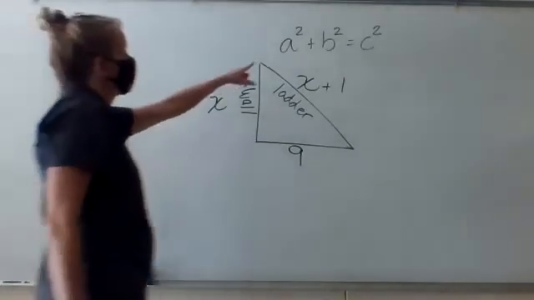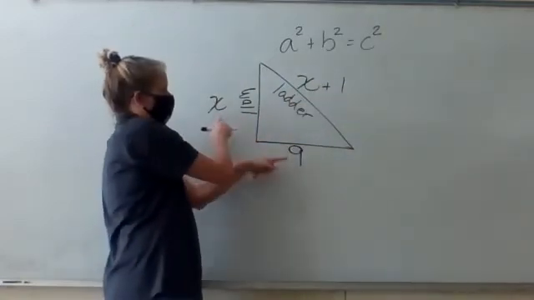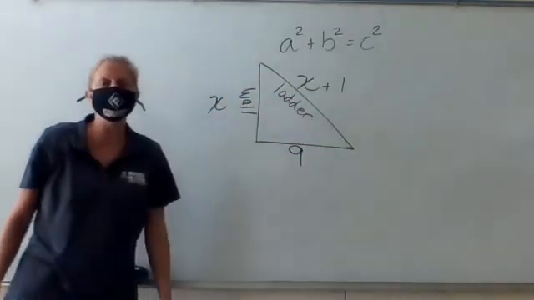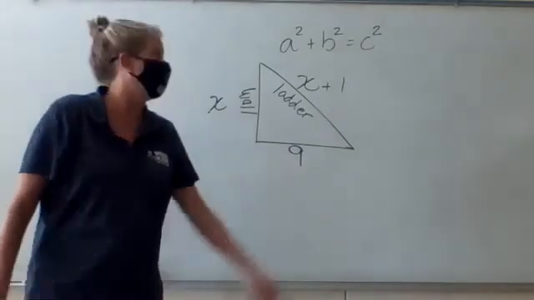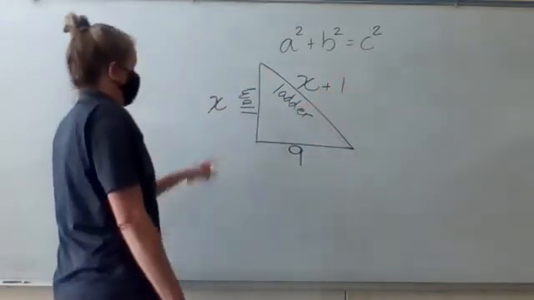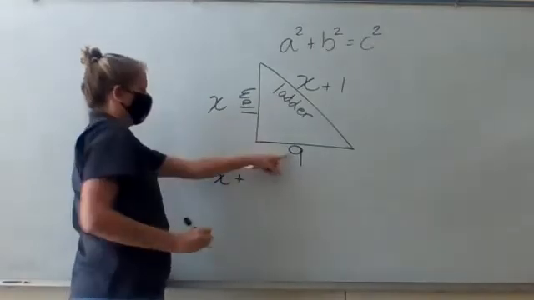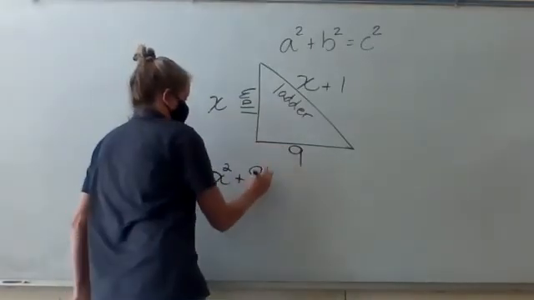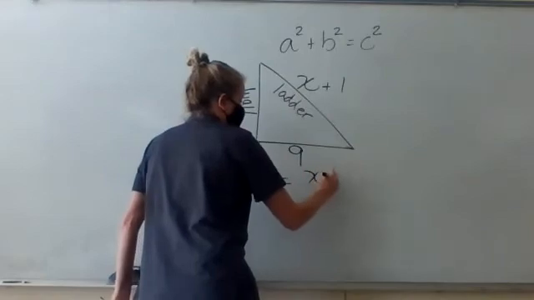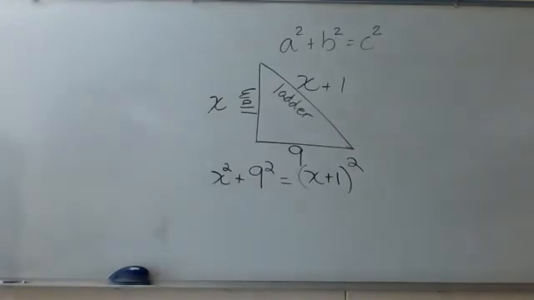Now I'm going to set this up as my Pythagorean theorem. Remember, either one of these can be the a or the b in this formula, but this side has to be your c squared. The ladder side, the hypotenuse, is what is on the other side of the equal symbol. So this side squared, which will be x squared, plus this side squared, 9 squared, equals the diagonal side squared, which is x plus 1 squared. So there's what it is set up.